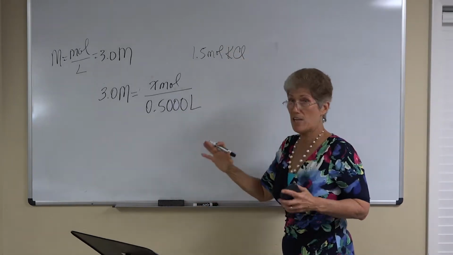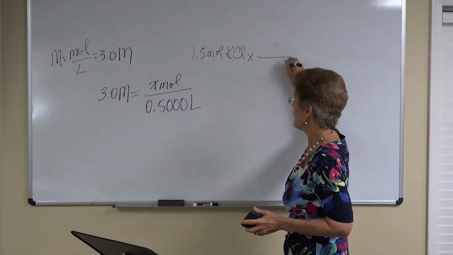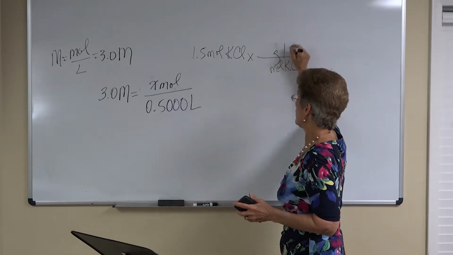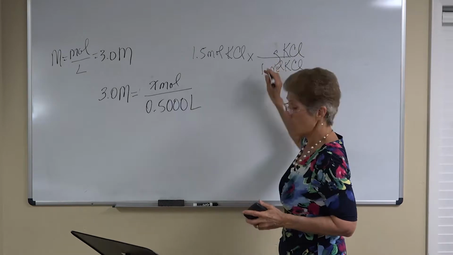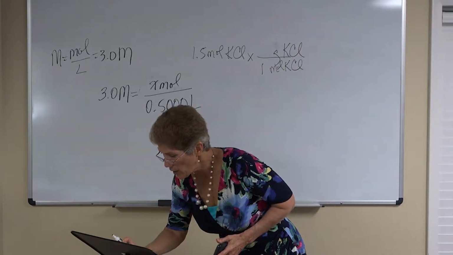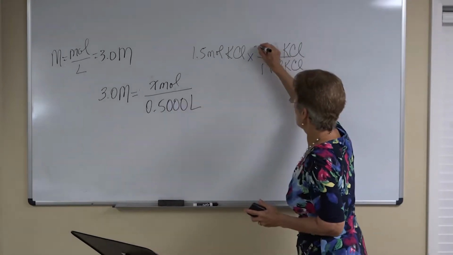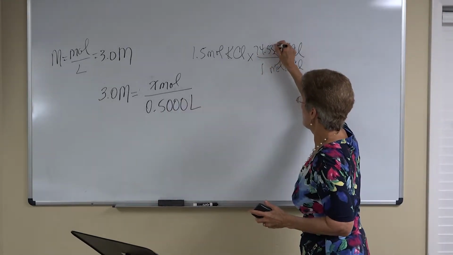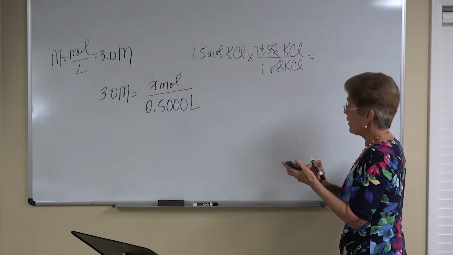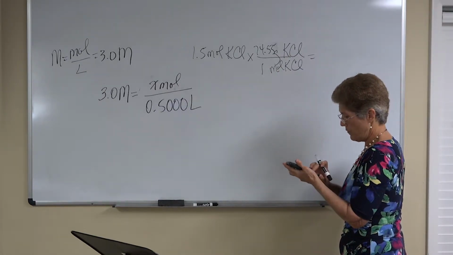And the question was, how many grams would that be? Well, we can very easily go from the moles of this to the grams of this, can't we? So in every 1 mole of potassium chloride, there is 74.55 grams. I just added those two up. And so 1.5 times 74.55.